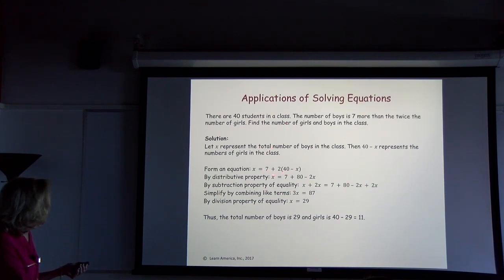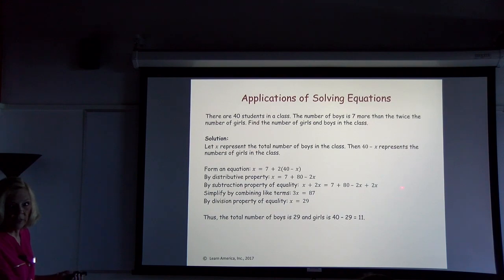Using your distributive property, you'll have 7 plus 80 minus 2x. You're going to combine your like terms by bringing 2x to the left-hand side using addition. So I have 3x equals 87, combining the 7 and the 80, and then dividing, x is 29. So we have 29 boys in the class, 11 girls in the class.